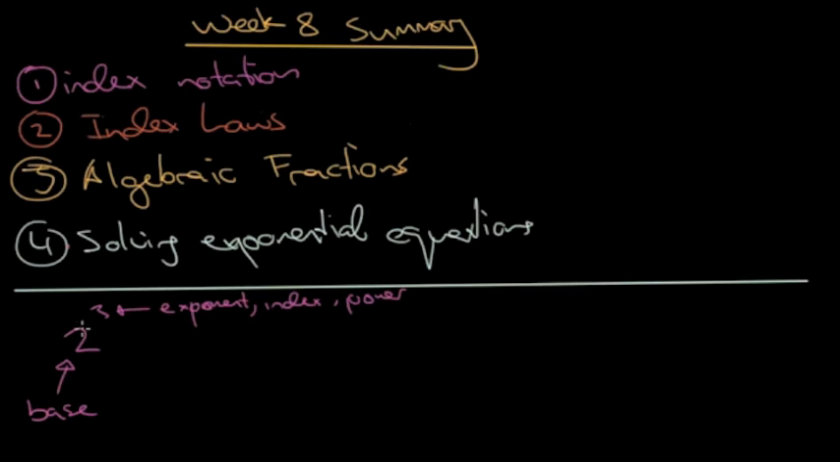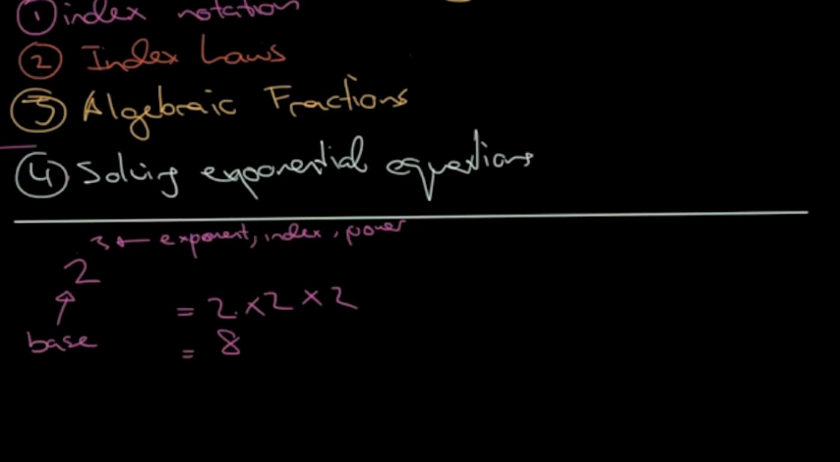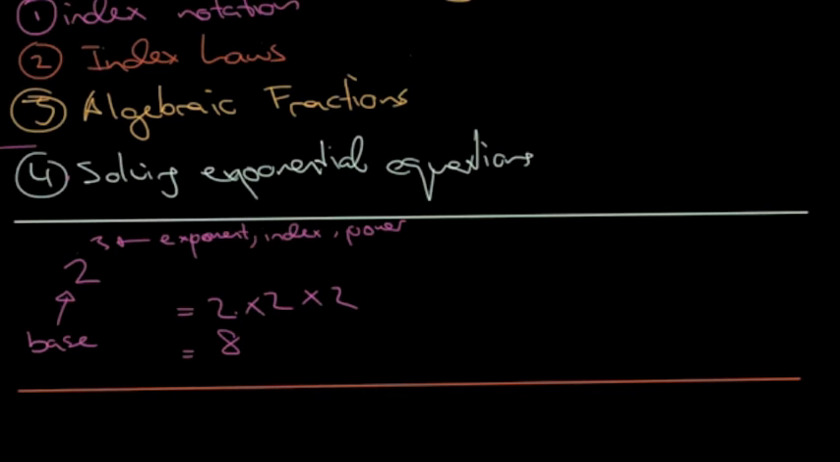And 2 to the 3, what does that equal? Well, it's the same as saying 2 times 2 times 2. It's 2 three times, which is the same as 8. So the exponent just gives us how many times we have the number multiplied by itself. Okay, so that's pretty basic. So next thing is to have a look at some of the laws that govern indices.